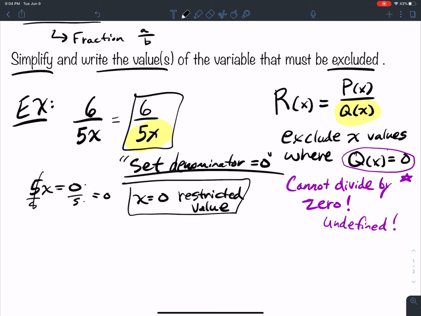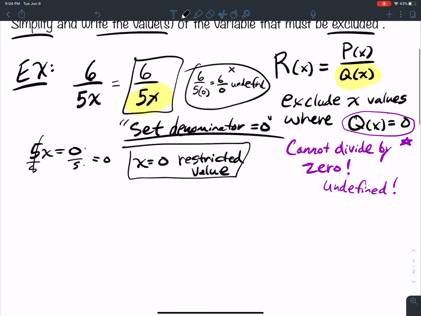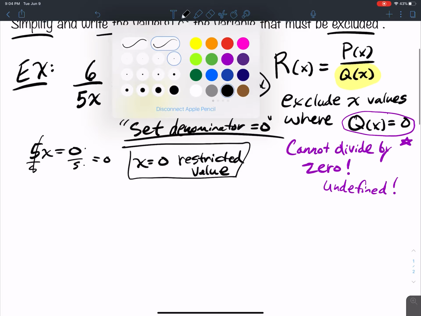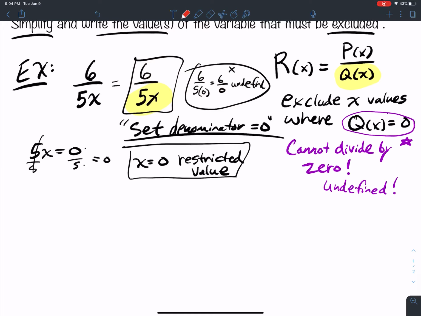Why? Because if I plug a 0 in here, it becomes 6 over 5 times 0, which is 6 over 0, which is undefined. Can't do that. So those are the restricted values of x. All right, so let's try another one.